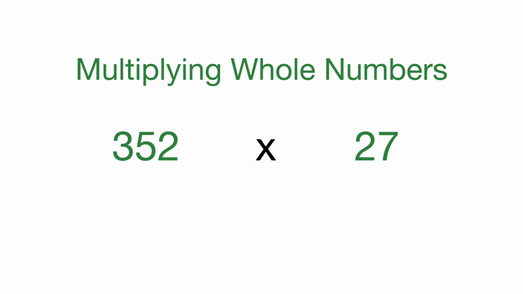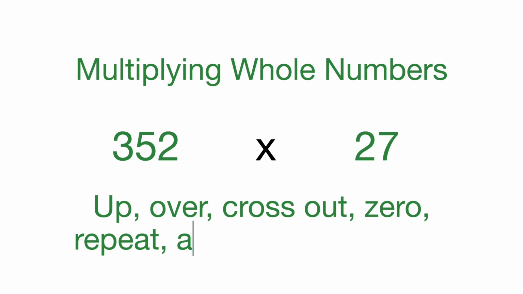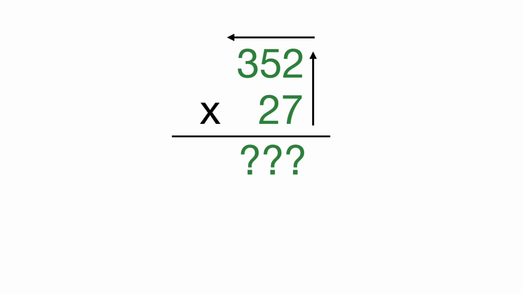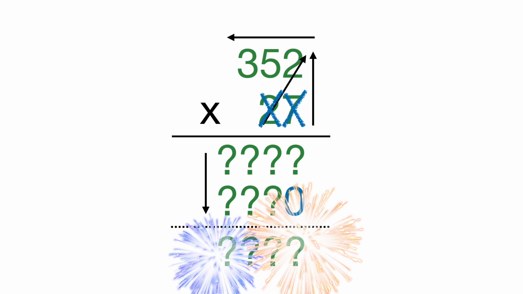And we're going to use the standard multiplying whole numbers algorithm that goes like this: up, over, cross out, 0, repeat, and then add them all up. So let's go ahead and set this up as we would normally. And again, we're going to go up, over, and that's going to give us an answer here. And then we're going to cross out the number we went up and over with, add a 0, and then we repeat up, over, and then that will give us another number. Once we have our numbers ready, then we're going to do our last part, add them up, and that's going to give us our answer.